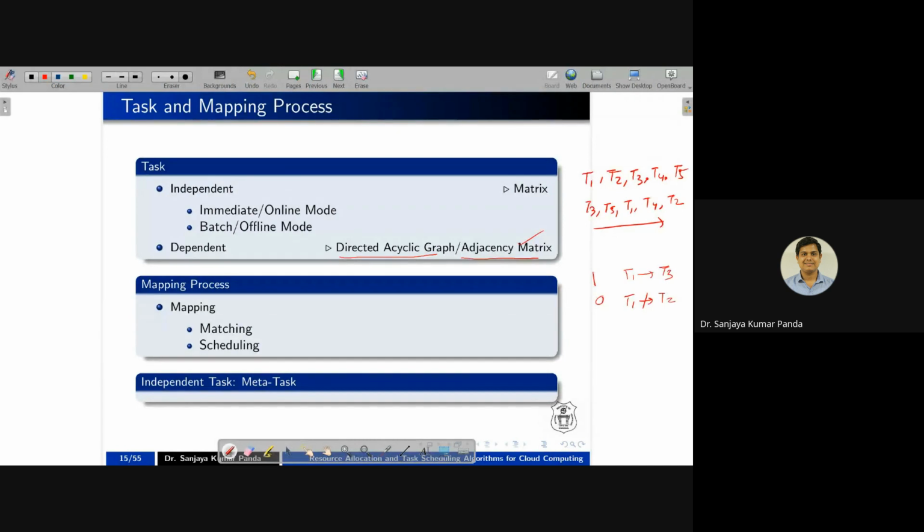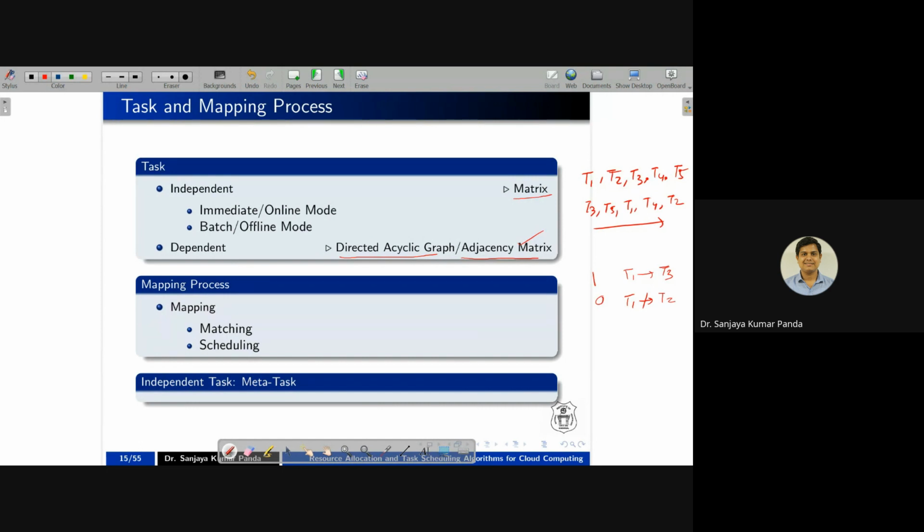But the independent task case, we represent in the form of a matrix. The matrix need not be a square matrix, but for dependent tasks, the matrix is a square matrix. Again, if you go for independent tasks, you can execute the tasks in immediate mode or in batch mode. Immediate mode is called online mode and batch mode is called offline mode.